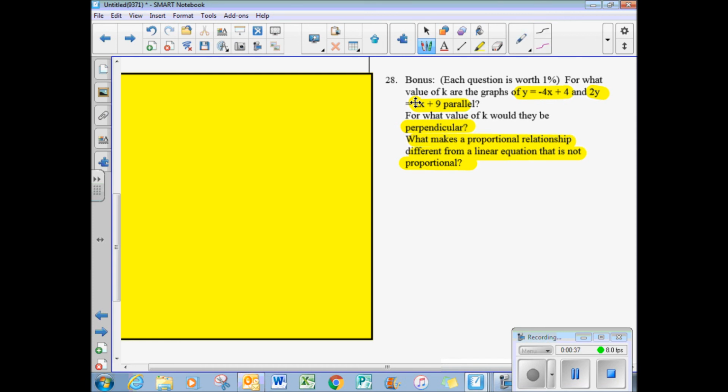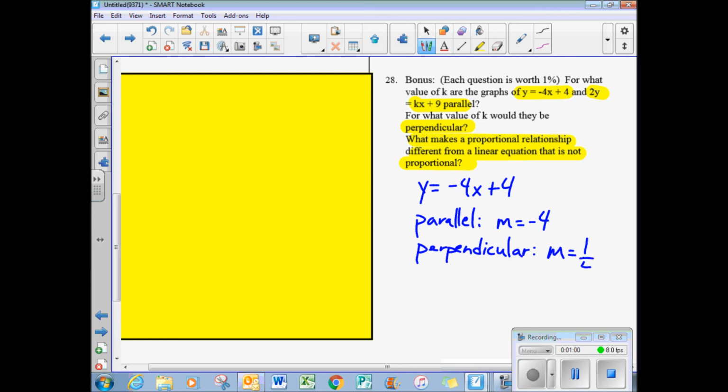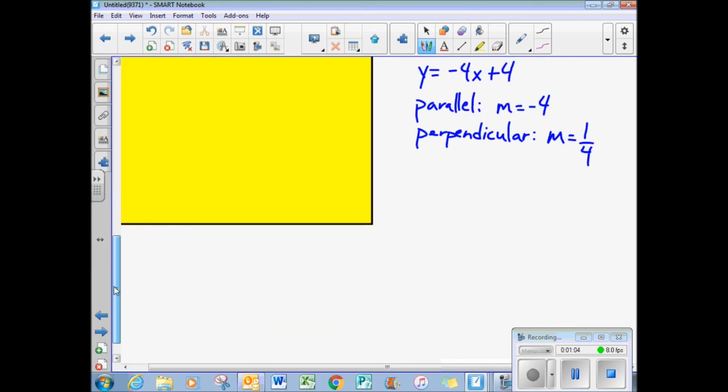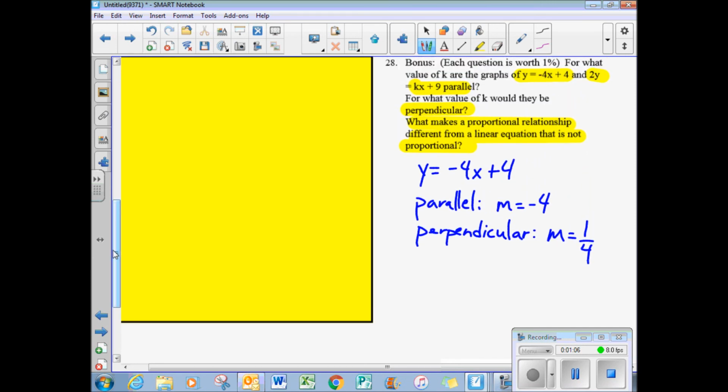Okay, so let's work on the first one. The line that I'm given is negative 4x plus 4. If I want something that's parallel, I want a slope of negative 4. If I want something that's perpendicular, I want a slope of 1/4. So opposite sign of negative is positive, reciprocal 1/4. Now that I've established that, I need to do some work with this second equation.